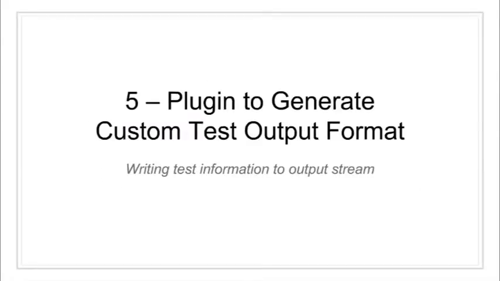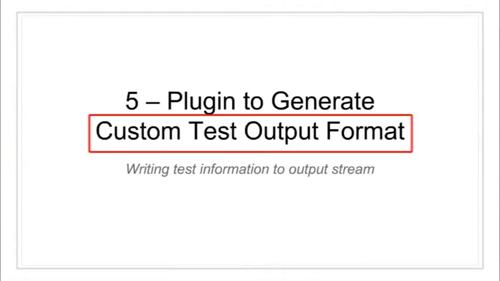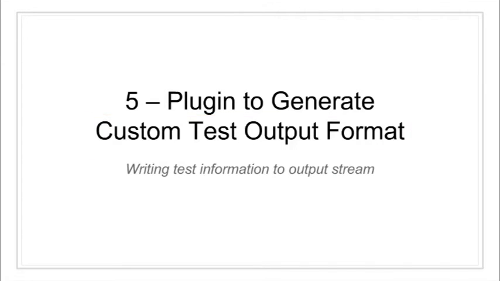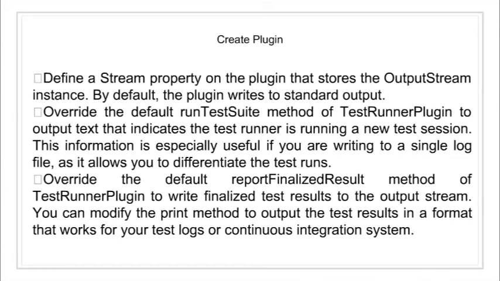In this fifth section, I will demonstrate how to create a plugin that uses a custom format to write finalized test results to an output stream. Before moving to demo, I will briefly explain what has been included in the custom plugin. In the plugin class, I have defined a stream property that stores the instance of output stream. By default, the plugin writes to the standard output.